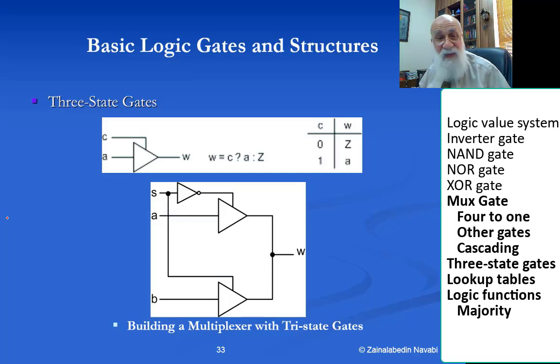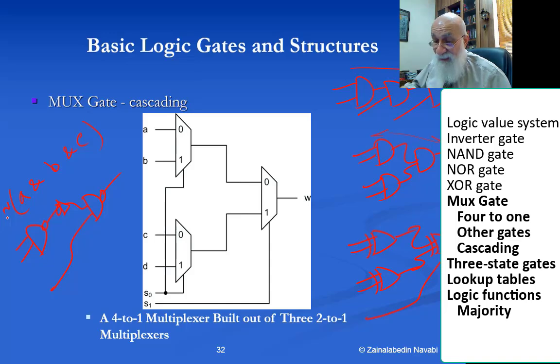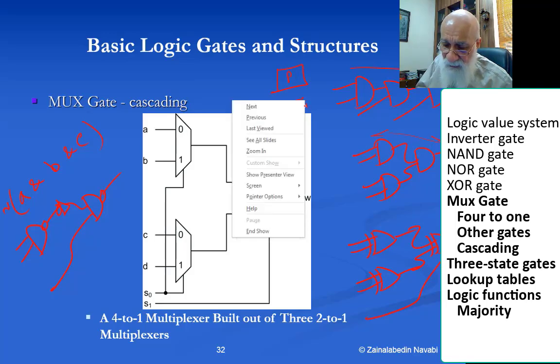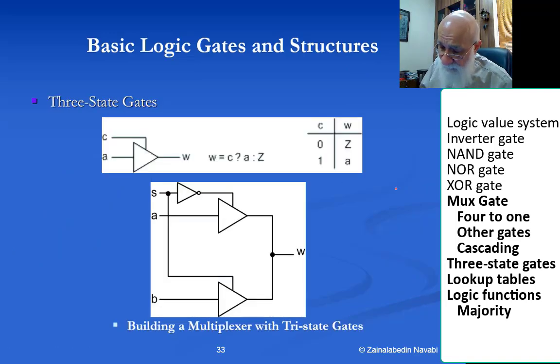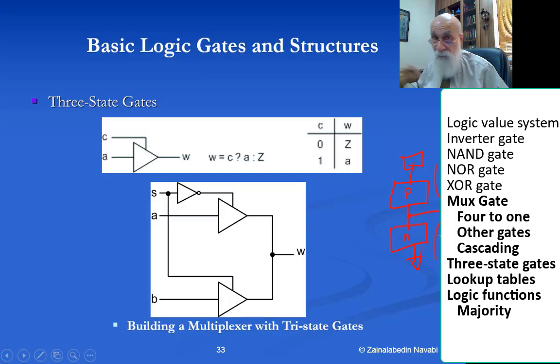So far, the gates we have shown have an output that is either a 0 or a 1, meaning the gate has a pull-up structure, P-type, and a pull-down structure, N-type. All the gates have a P structure and an N structure, and the output is driven either through the pull-up structure or through the pull-down structure, putting a 0 or a 1.